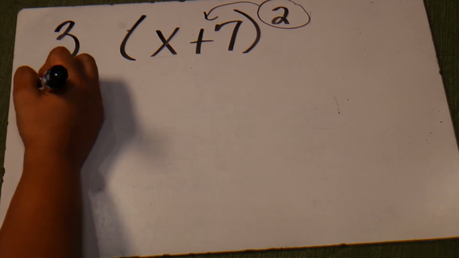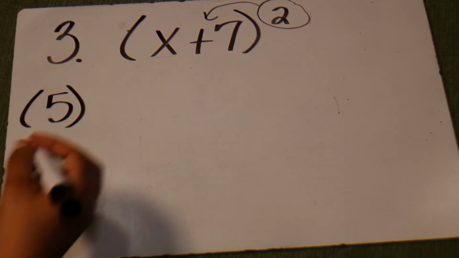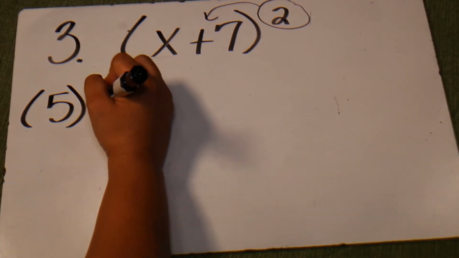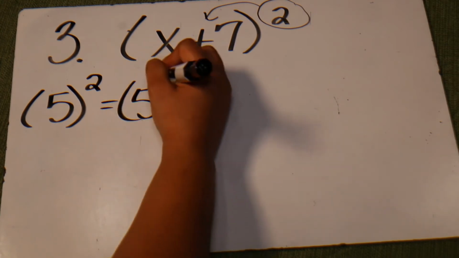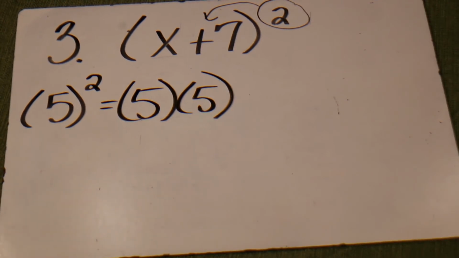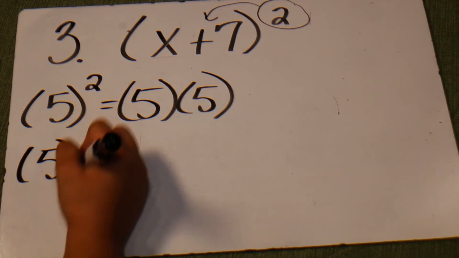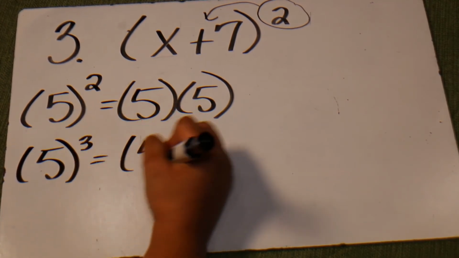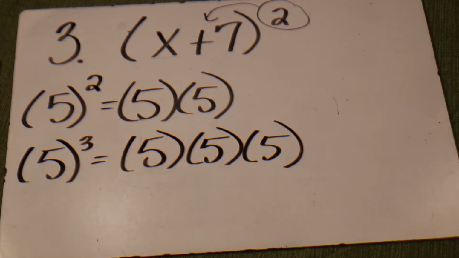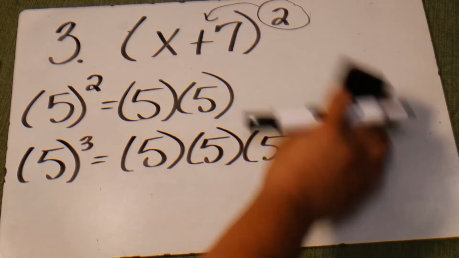So let's write an example here. If I have 5 in parentheses, to the second power on the outside, this is saying 5 times 5. We have to take the entire thing and multiply it by itself 2 times. Right? So if we have it to the third, and I'm just using this example, we have 5 times 5 times 5. Okay? So now that's with a number, numerically. So let's go back.